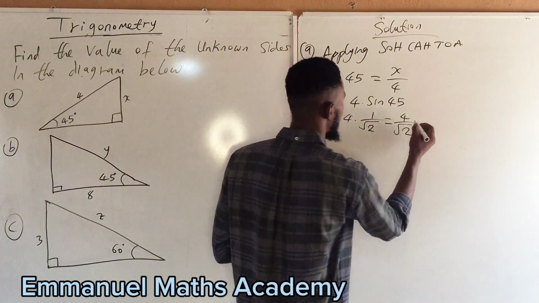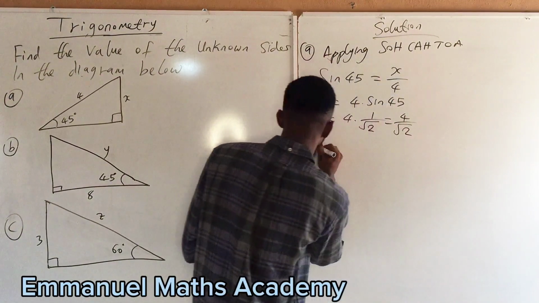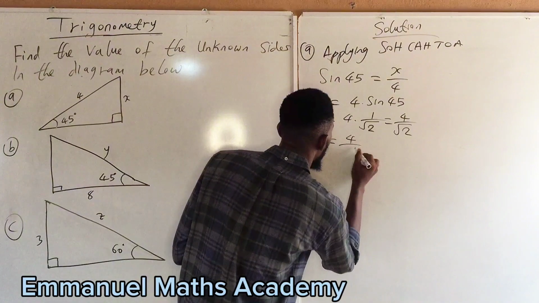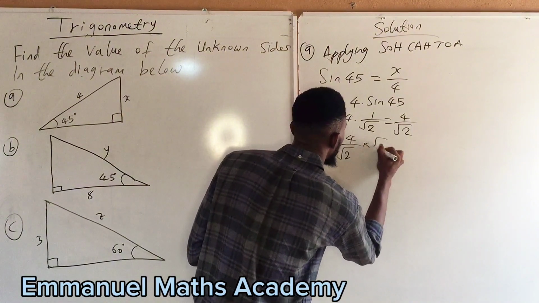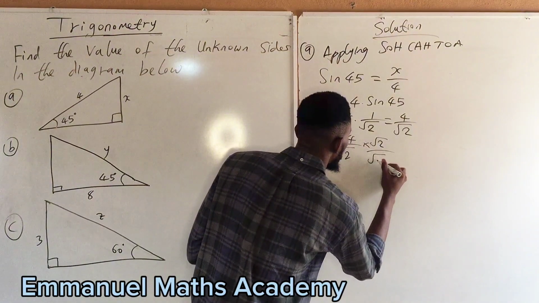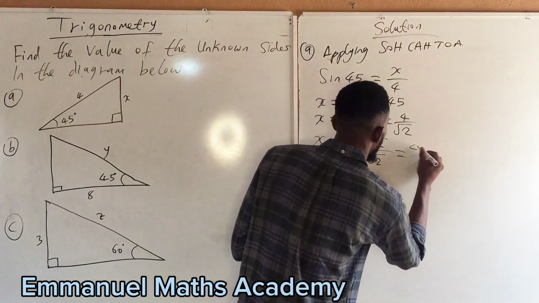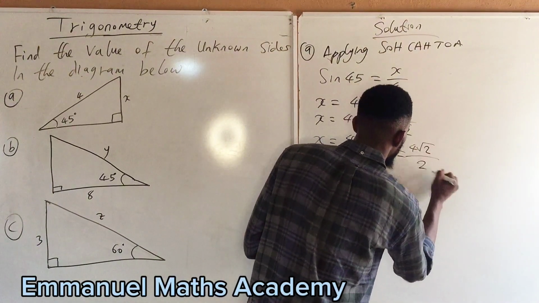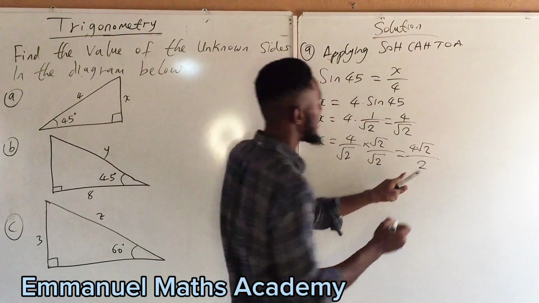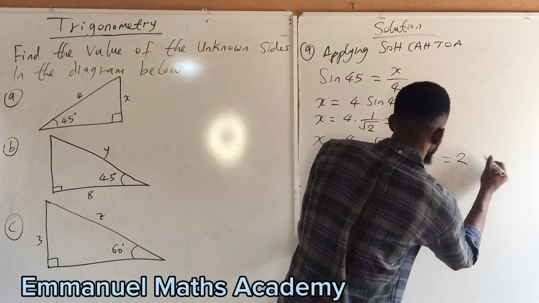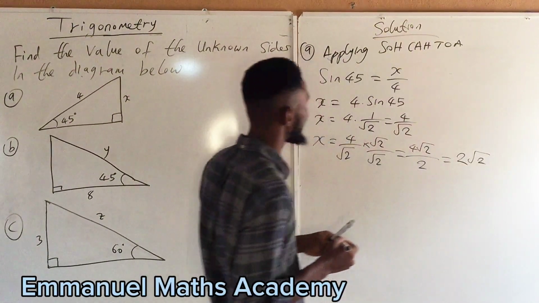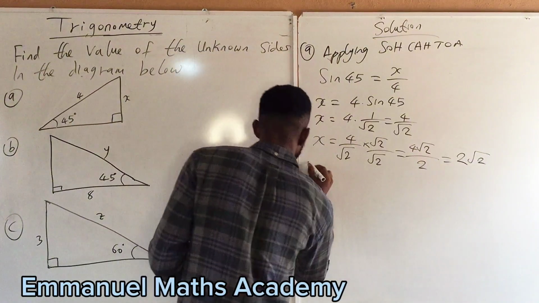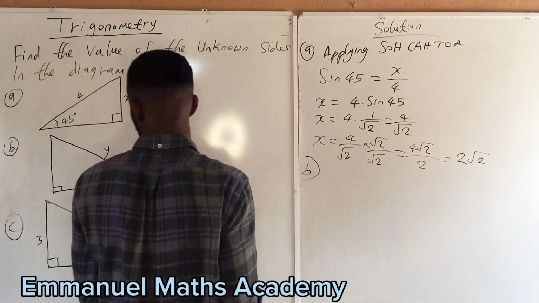So if you rationalize this, it will be equal to 4 over root 2 times root 2 over root 2, which will be equal to 4 root 2 over 2. 4 divided by 2 will give you 2. This will now be equal to 2 root 2. Is that clear? Then for B, applying the same thing.